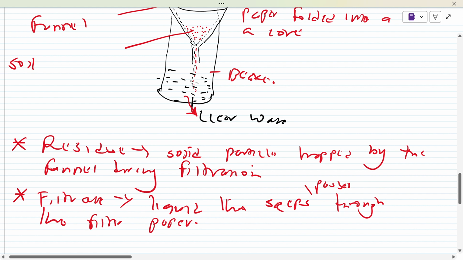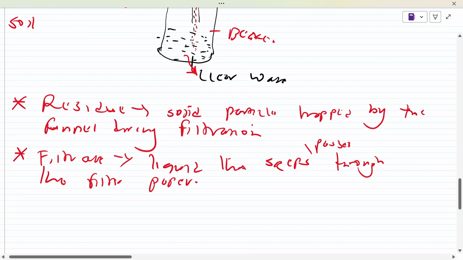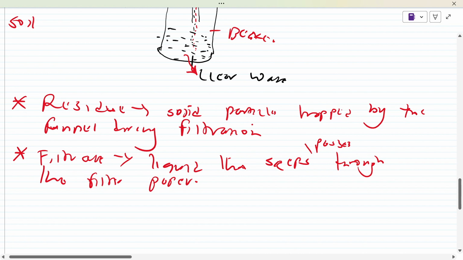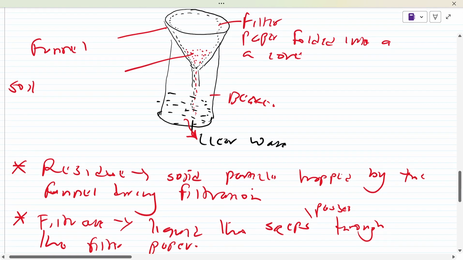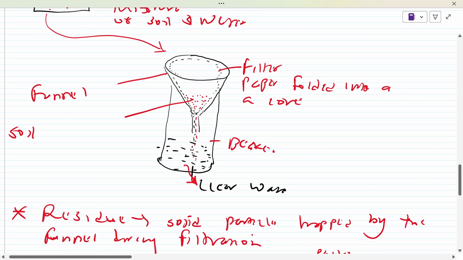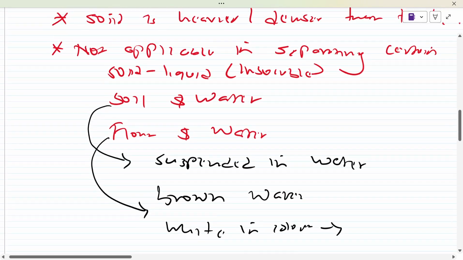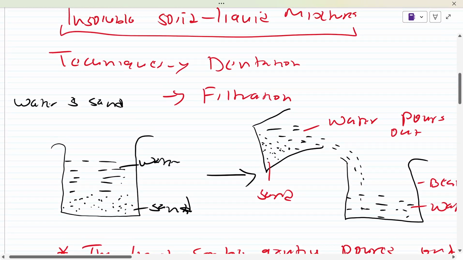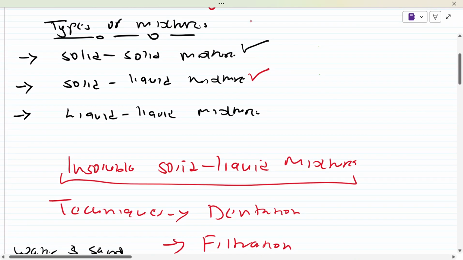That's how we can use filtration as a technique to separate insoluble solid liquid mixtures, and it is a very nice technique. Majorly, soil will be our residue, then this one will be our filtrate. So that's how we can use decantation and filtration as techniques to help us separate solid liquid mixtures which are insoluble.